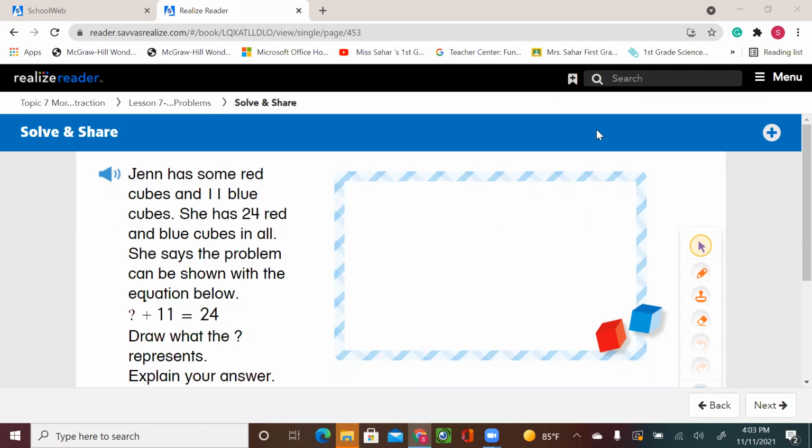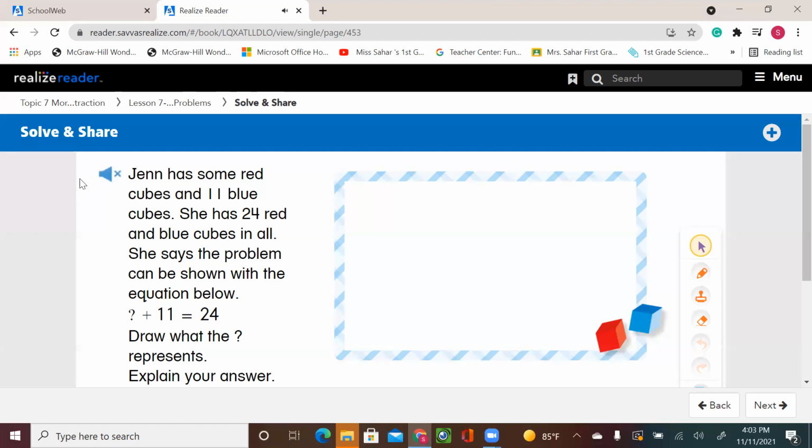Today, we're going to start a new topic, topic 7, represent addition and subtraction problems, page 281. In this topic, we'll cover two mini lessons. We're going to learn about addition and subtraction problems, how to solve two-step problems, and how to also make a true equation. So let's start page 281.